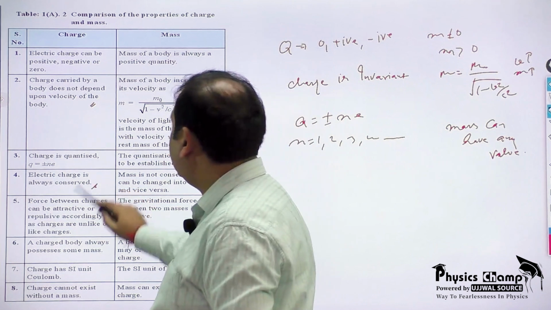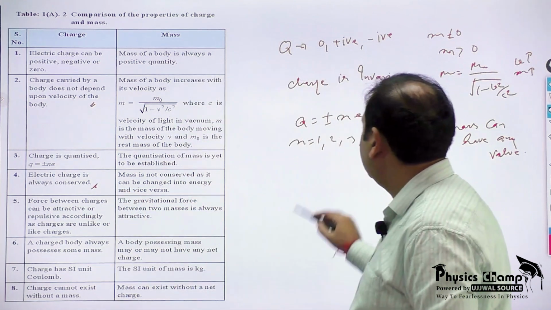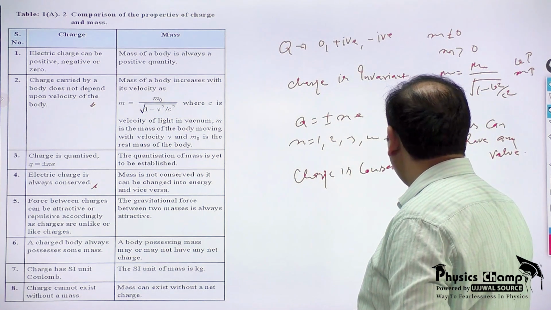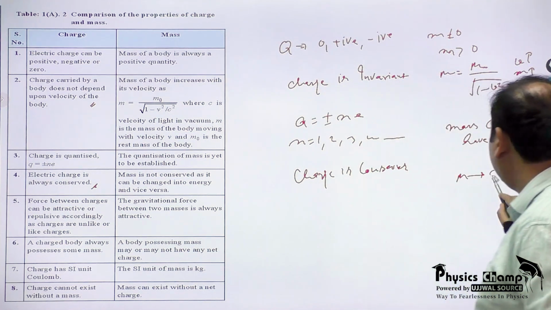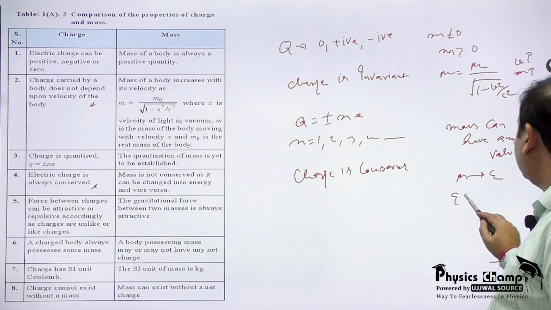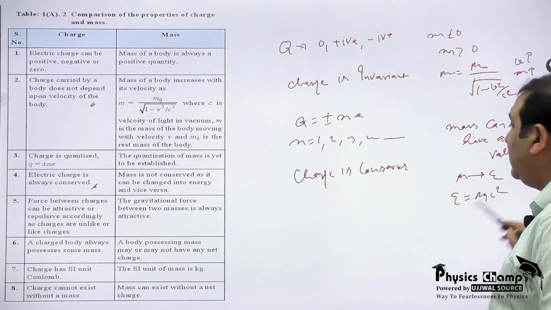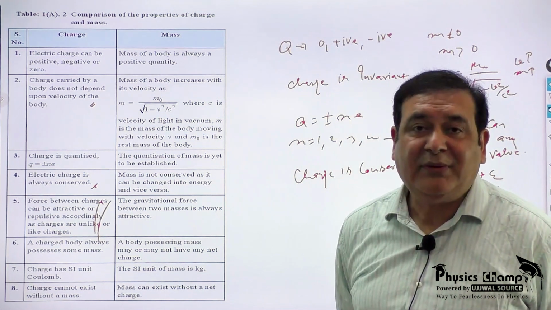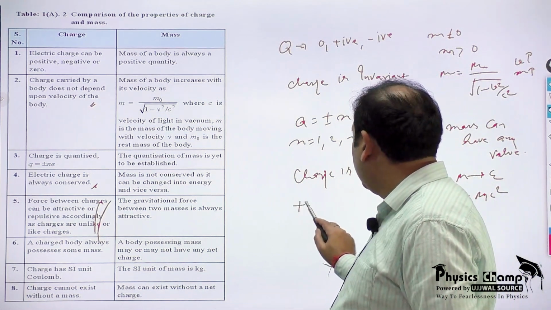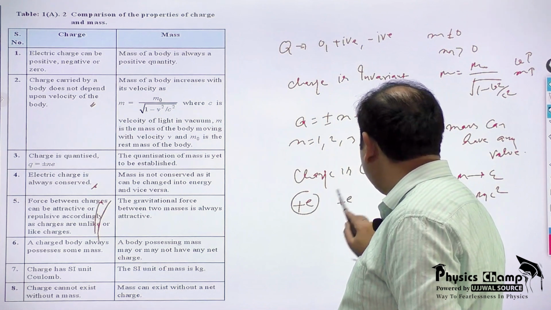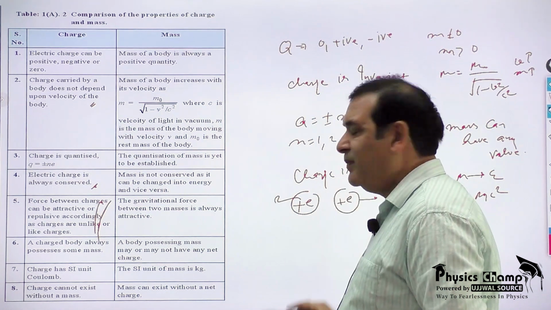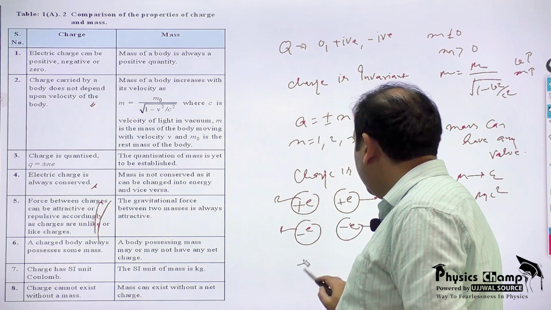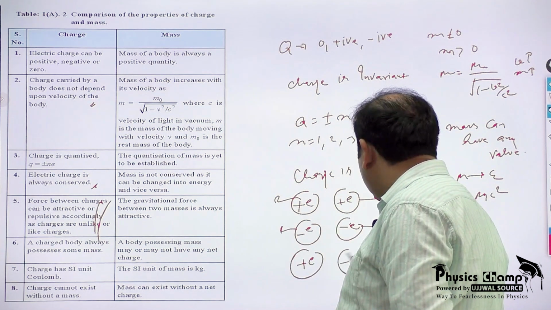Electric charge is conserved, mass is not conserved. So charge is conserved. But what about mass? Mass can be converted into energy, and energy can be converted into mass according to E is equal to mc square. The force between electric charges can be positive or negative. If you have two similar charges, the force will be repulsive. But if you have opposite charges, the force will be attractive.